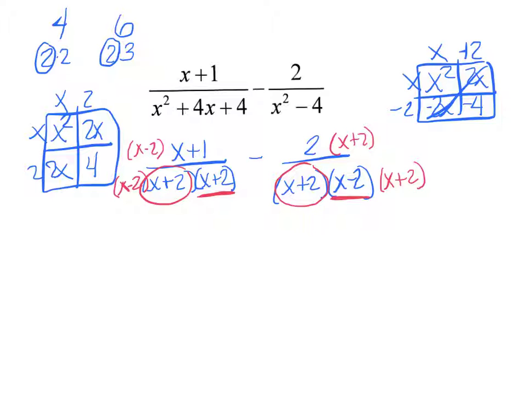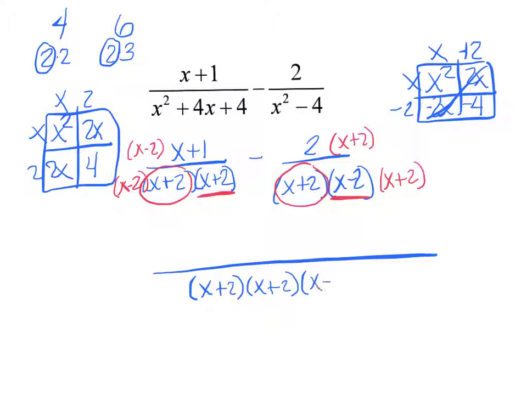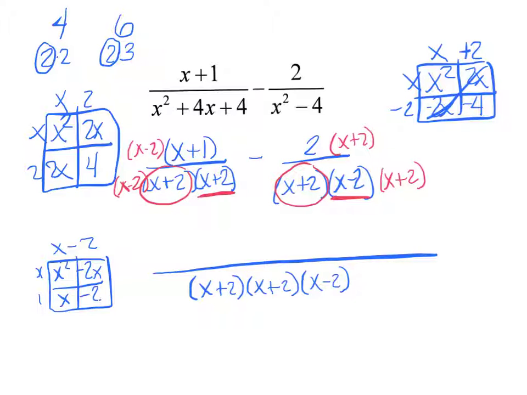So on the bottom, that'll be the easy one. It'll be x plus 2 times x plus 2 times x minus 2. On top is where I have a little bit of work to do. First off, for these ones here, I need to take this times this. This should have a parentheses around it, so I'm going to use a box to do that. So we have x minus 2, x plus 1, x squared minus 2x, x, and minus 2. So on top we'll have x squared minus 1x minus 2.